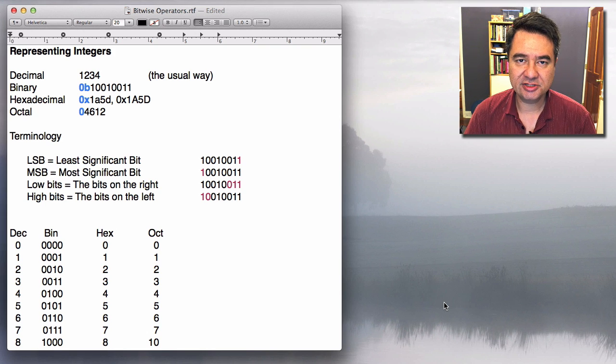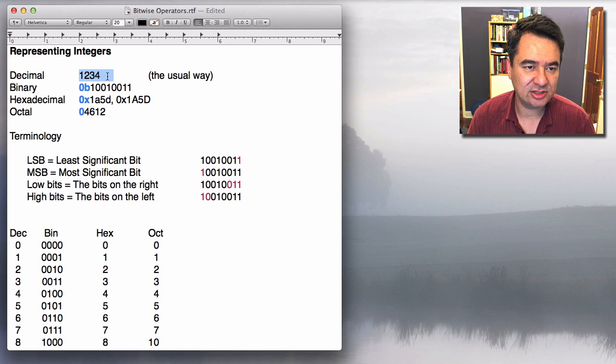Most programming languages have a variety of ways of representing numbers, integers in particular. You can use base 10 numbers, base 16, base 2, or base 8, usually. Decimal numbers, or base 10, they're just typed the usual way. We've been doing that for a long time in Java.